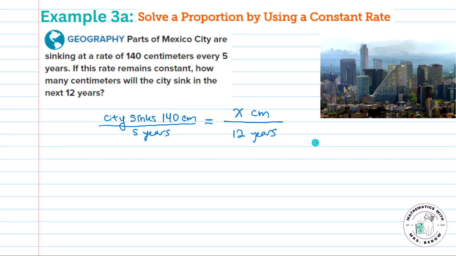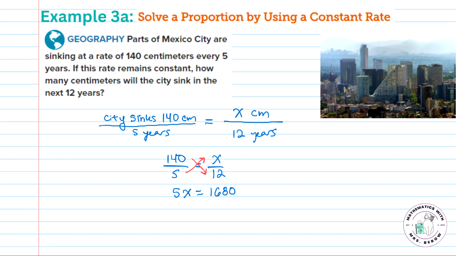And if we go through and just remove all of our labels, now we can clearly see we have 140 over 5 equals X over 12. And now we're just going to solve this proportion. So we're going to use cross products to go through and start solving this. So we're going to have 12 times 140, the 5 times the X. So 5 times X is just going to be 5X. The 12 times the 140 is going to be 1,680.